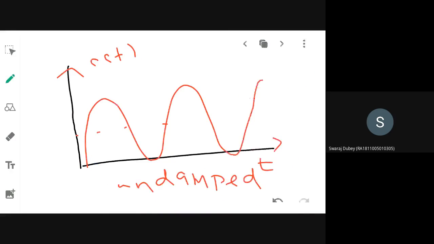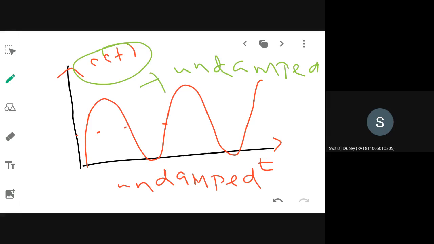Before going to the next case, for an undamped system, what does C of t represent? You know the answer. This is a graphical representation of C of t with respect to time. So what does C of t mean? Response or input? Input is R of t. Sorry, C of t is the response, the output. So what is the nature of the response you will get for an undamped system? Look at the curve's nature. How does it look?